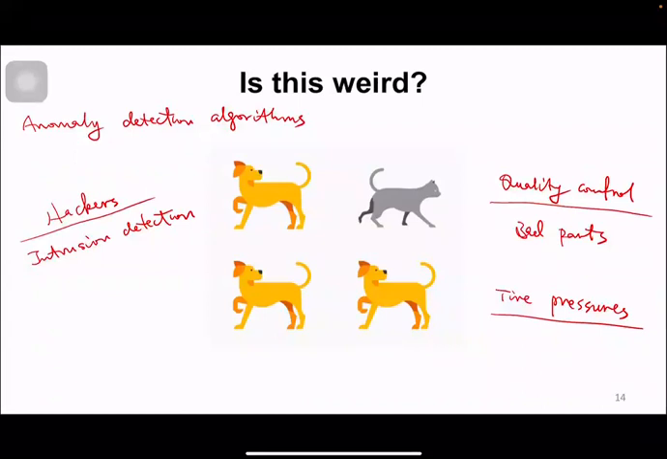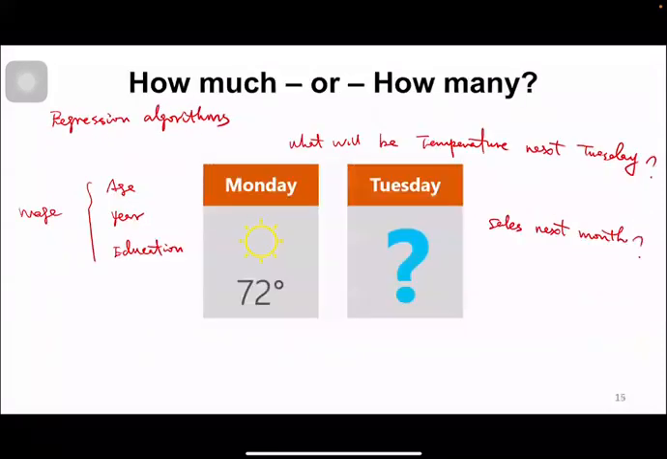And the second question is: is this weird? Weird means anomaly, whether there is any anomaly in the process. So this is anomaly detection algorithms: whether there are intrusions to the system or the network, or whether the machine tool works properly. And quality control, whether there are bad parts generated from the process, and tire pressure. So those are anomaly detection.